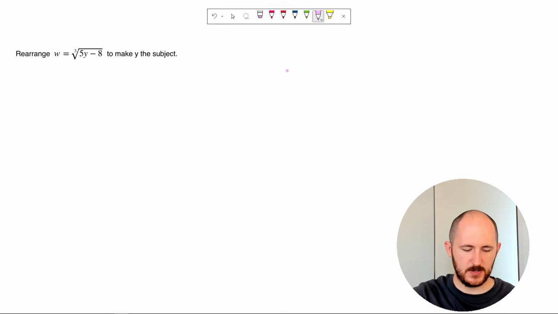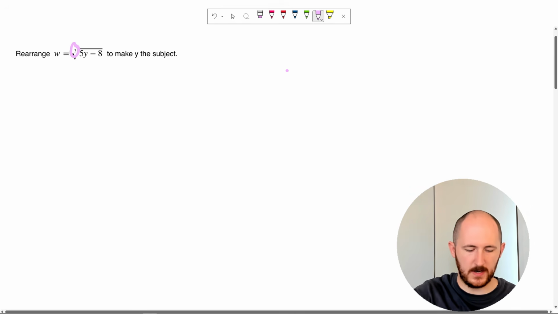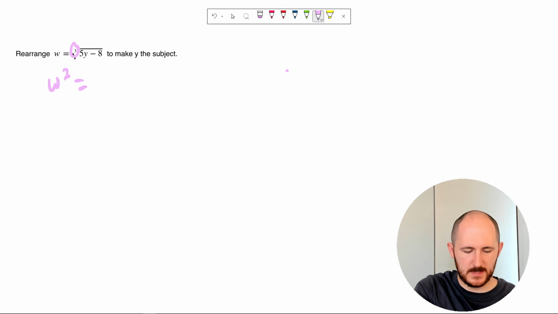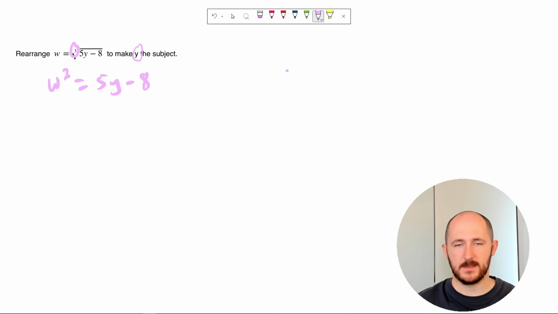So the first thing you need to do is get rid of this cube root. And to do that, we're going to cube both sides. So the left side becomes w cubed and the right side just becomes 5y take away 8. Again, remember the reason we're doing this is when we make y the subject, or it could be any letter, we want y to be by itself. So the first thing is the cube root. Now what's with the y?